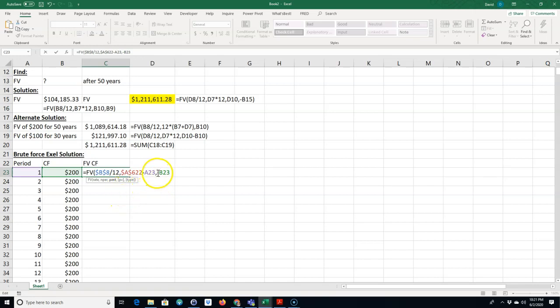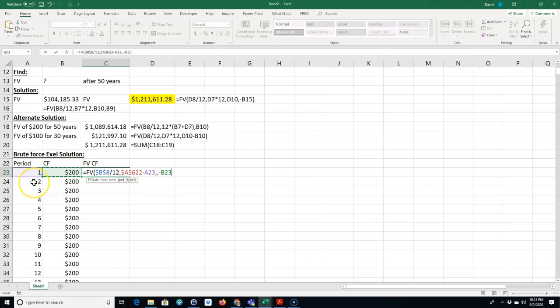Actually, you know what I'm going to call it? Instead of calling that a payment, sorry, this might be confusing. I'm going to call it a present value. Because in this case, we're going to consider each one of these a present value. So this is a present value, and I want that to go 599 periods. I want to find out the future value of that one cash flow 599 periods in the future.